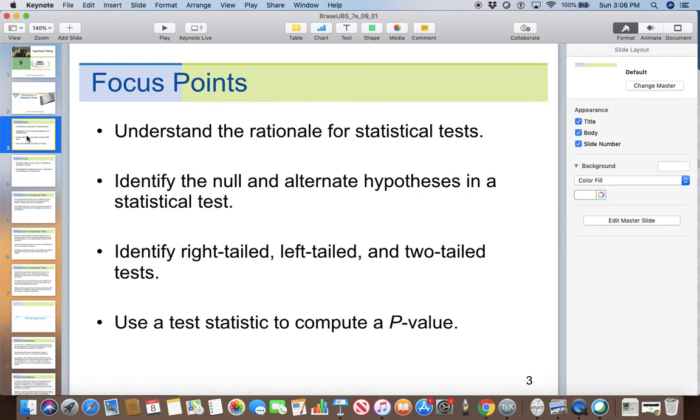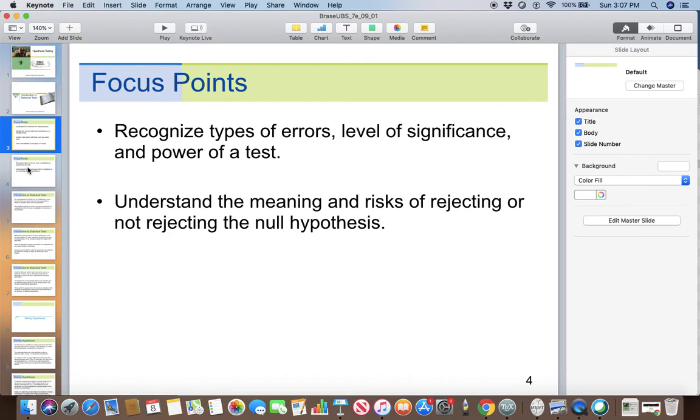What are the focus points in this section? Understand the rationale for statistical tests. Identify the null and alternate hypotheses in a statistical test. Identify right-tailed, left-tailed, and two-tailed tests. Use a test statistic to compute a p-value. Recognize types of errors, level of significance, and power of a test. Understand the meaning and risks of rejecting or not rejecting the null hypothesis.